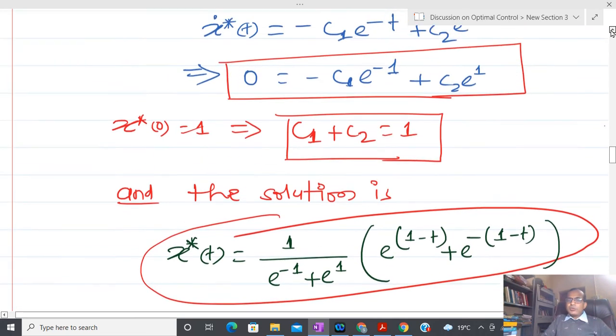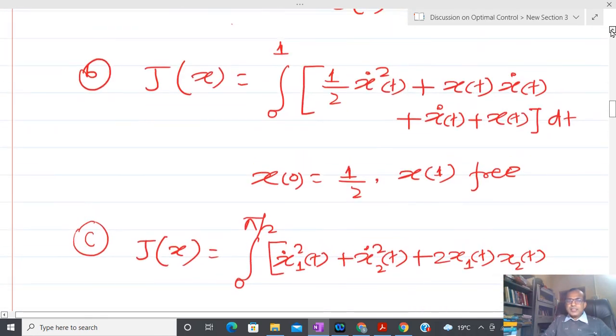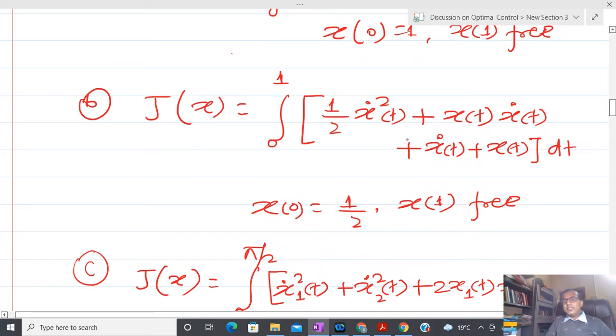Similarly, now let us come to the second question. Okay, the second question is like this. Here again the question is exactly the same, but I have just changed the performance measure. And after that you can see that x0 is half and x1 is free. Again a similar kind of situation. It means that the term associated with delta xf, that is dou L by dou x dot at the final time, final state, everything that should be equal to 0.